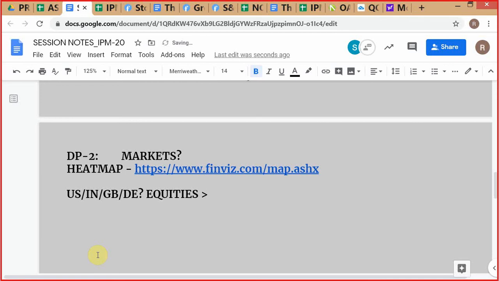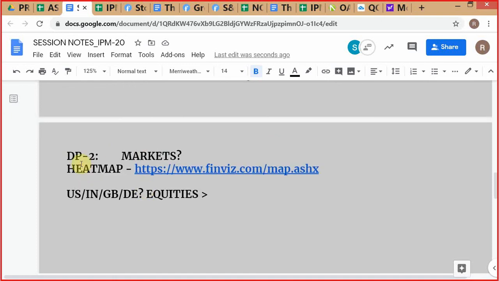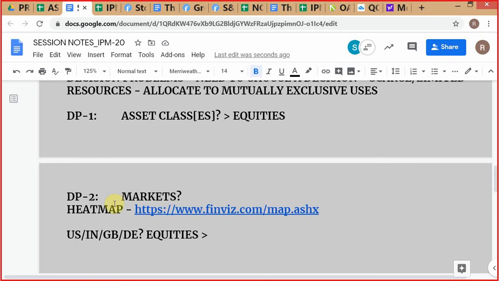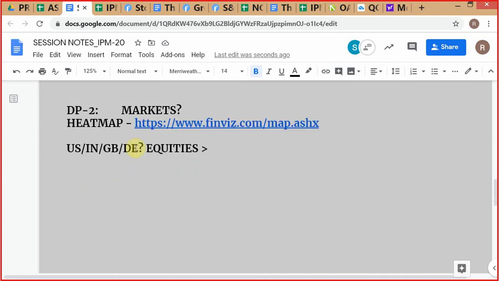This was another problem that you had. We are not listing it as a separate decision problem, but within DP2 you have a separate problem when you're looking at equities or even other asset classes. You now have to start looking at which countries' markets: US markets, Indian markets, UK markets, German markets. So you have this problem also, but we have chosen US.